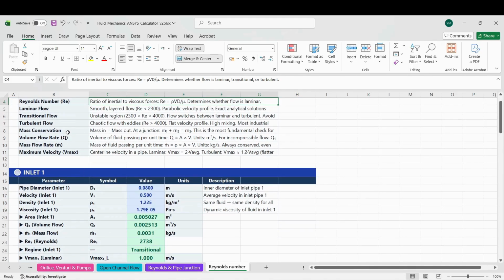Mass conservation means mass in equals mass out. Volume flow rate is the volume of fluid passing per unit time, and it's the area multiplied by velocity. Mass flow rate is the mass of fluid passing per unit time, and it's density by area by velocity. It's always conserved.